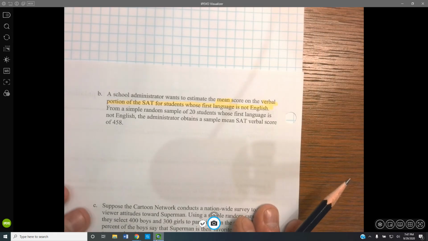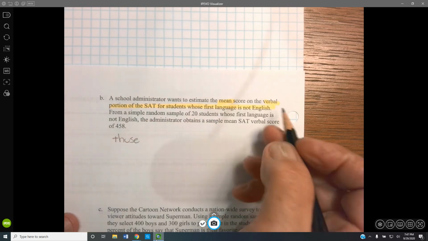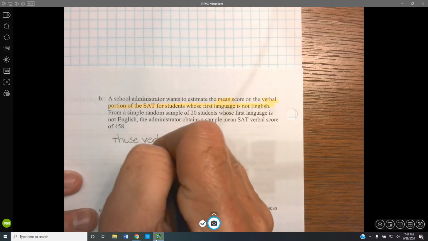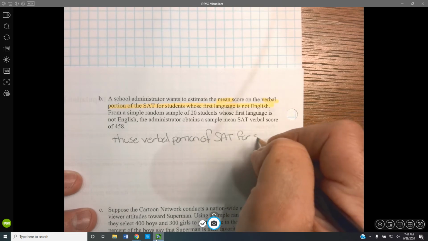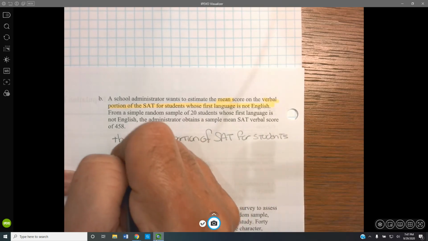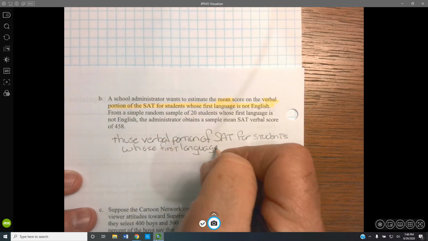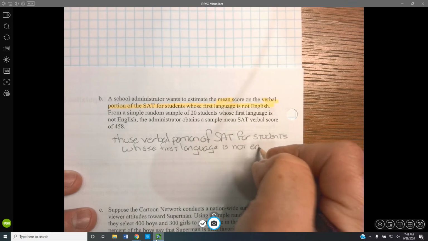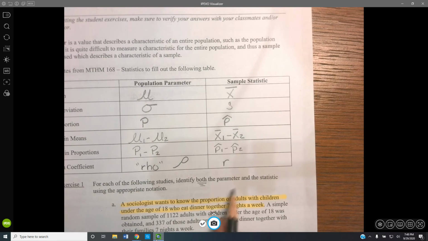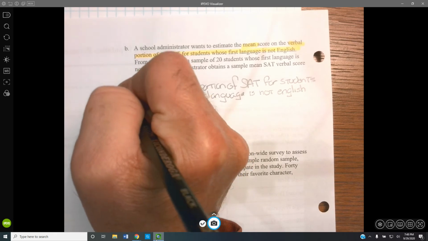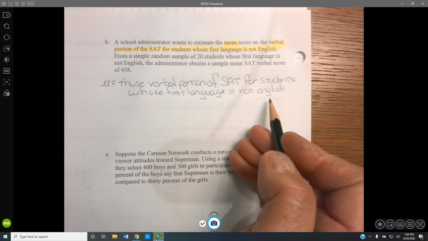Now we're looking for a parameter which says those verbal portion of SAT for students whose first language I think it said is not English. Should have capitalized English. And again, what I'm identifying right now is the parameter. And the parameter for this would be mu. That's what I'm looking to find: that score of that verbal SAT for the students who are non-speaking English as their first language.